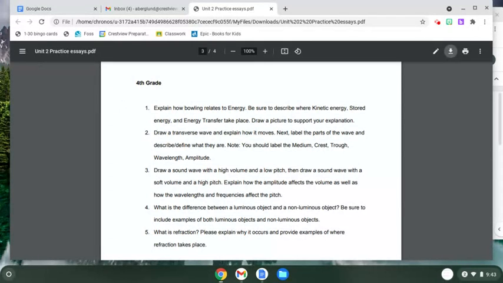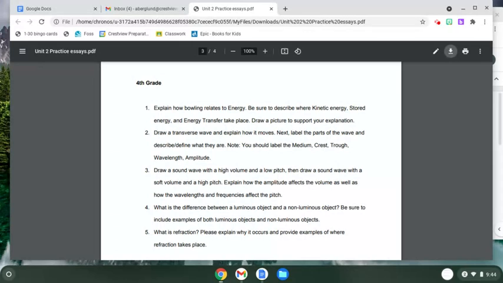Now some of these questions might be familiar because you might have had them before. That's great, but I still want you to write your answer again, because maybe your answers have changed based on all the information that you've learned over the past couple months. Okay, question 1. Explain how bowling relates to energy. Be sure to describe where kinetic energy, stored energy, and energy transfer takes place. Draw a picture to support your explanation.